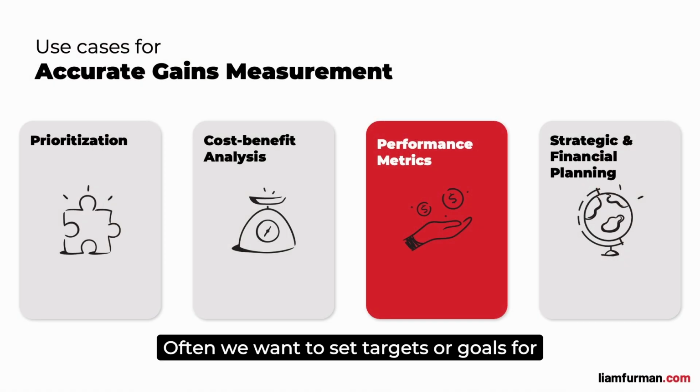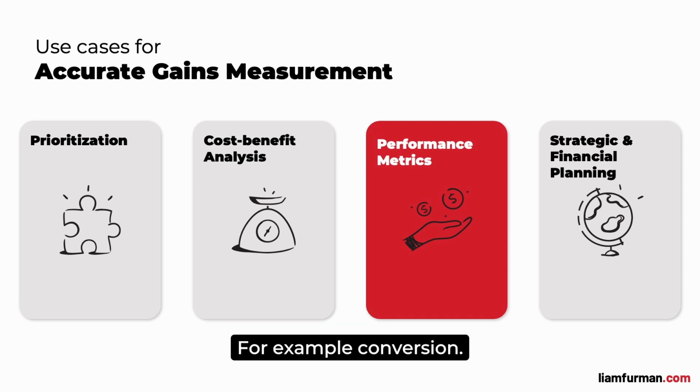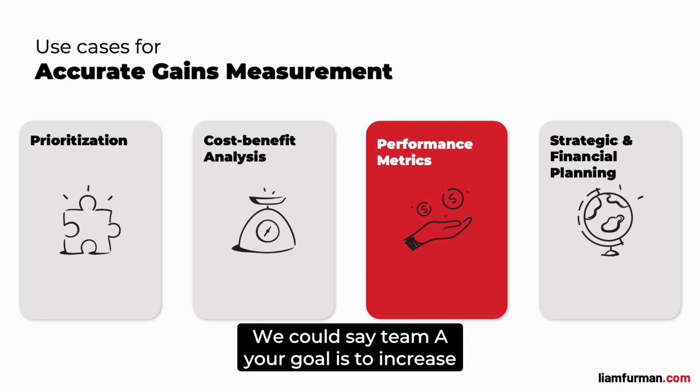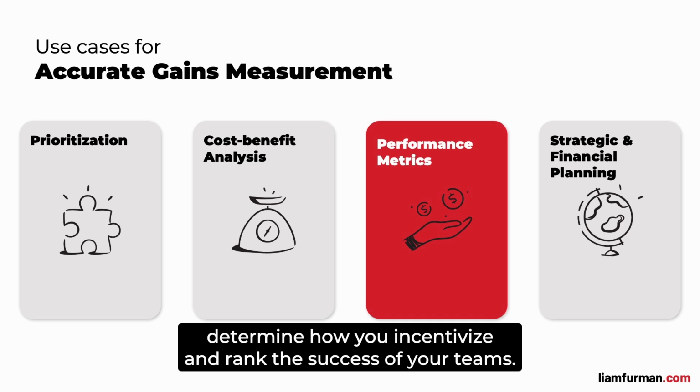Another example is performance metrics. Often we want to set targets or goals for teams based on how much they increased a metric, for example, conversion. We could say, Team A, your goal is to increase conversion by 1% this year. And then that will determine how you incentivize and rank the success of your teams.